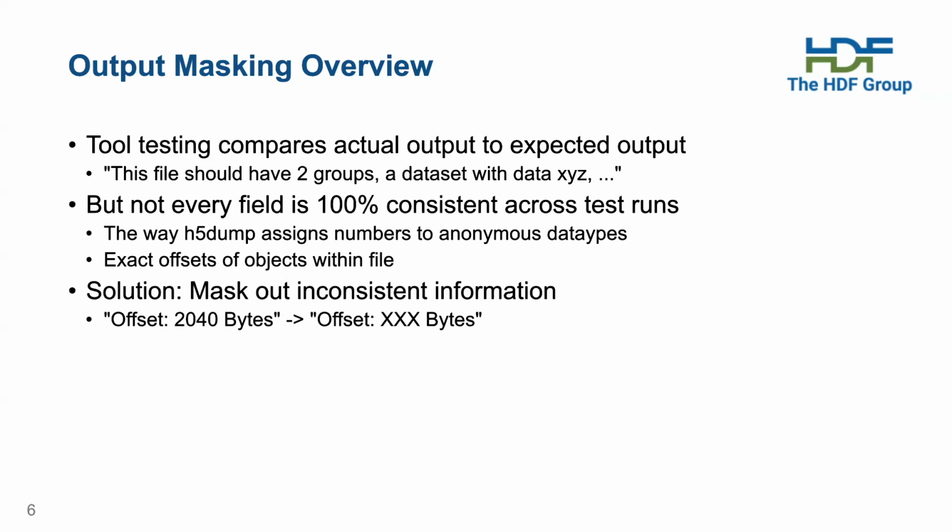And the solution to that is to just mask out any information which is not guaranteed to be exactly, character for character, the same. So instead of comparing this reference, which says 2040 bytes, they'll just say offset some number of bytes. So as long as the whole structure of the output is the same, the object exists, it has some offset, that comparison will resolve true, and the test will see that it's fine.